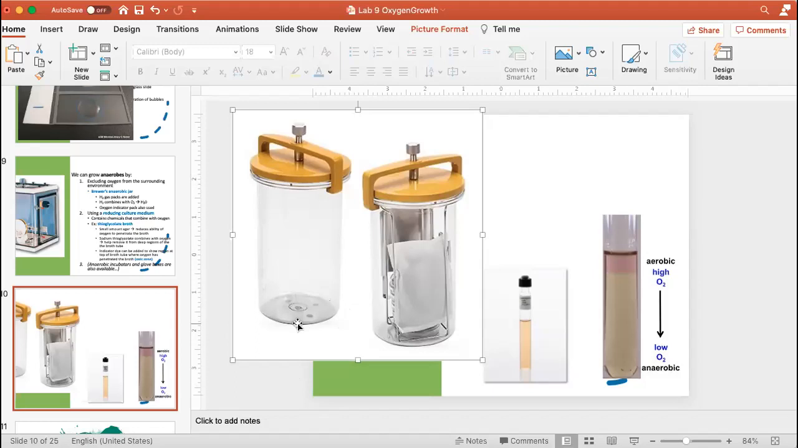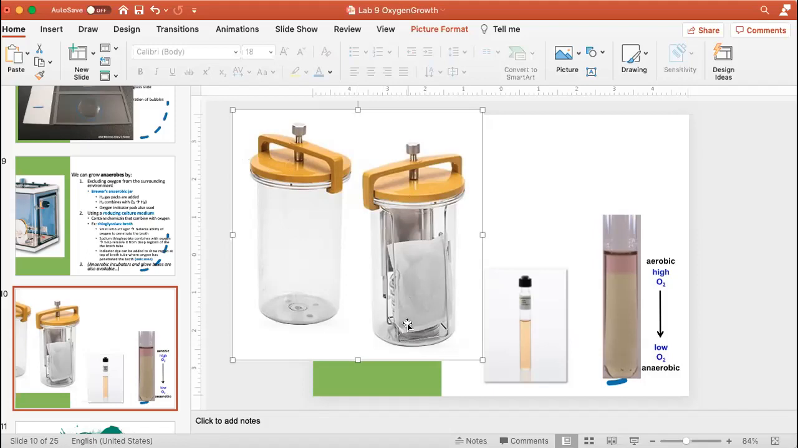When you buy your brewer's jar, it looks like this. It comes with these packets in it. The silver packet is the hydrogen gas packet. So I would put my agar plates in here first, and then I would take this silver packet, cut it open, place it in the jar, and then tightly screw down the lid. Remember, the hydrogen gas packet is going to remove the oxygen and convert it into water.